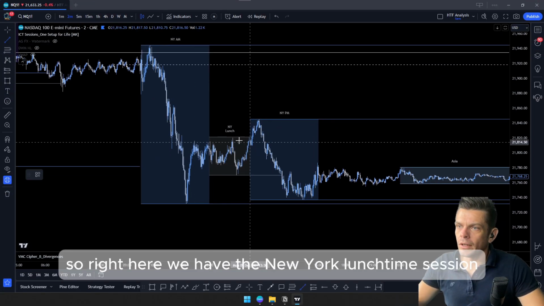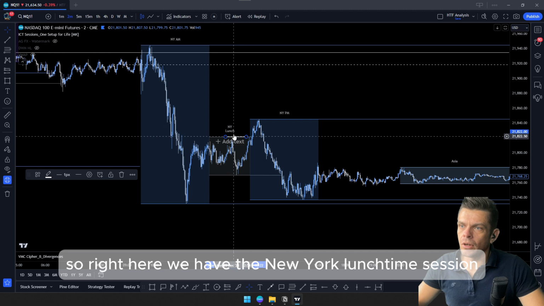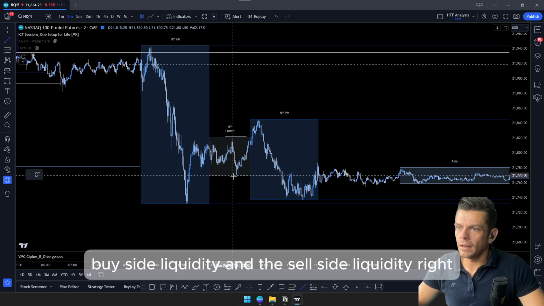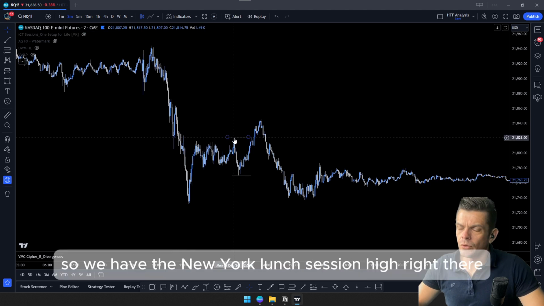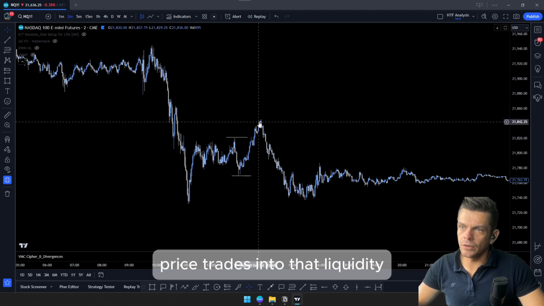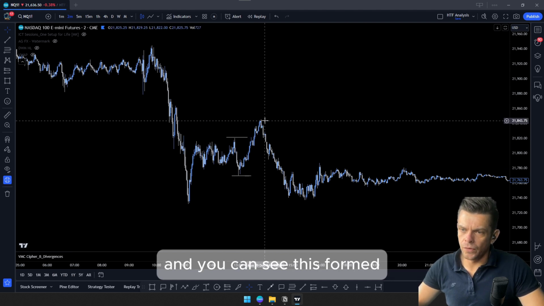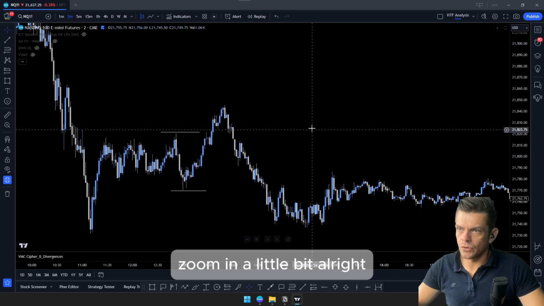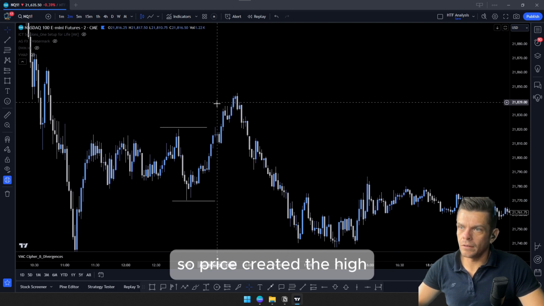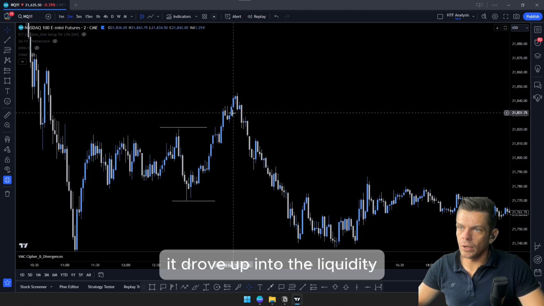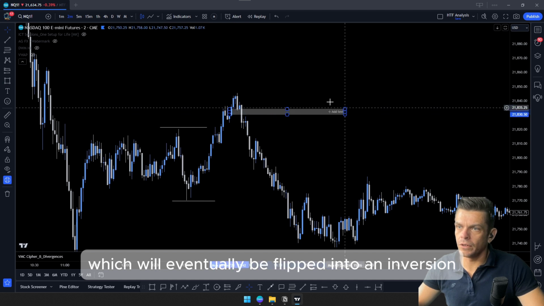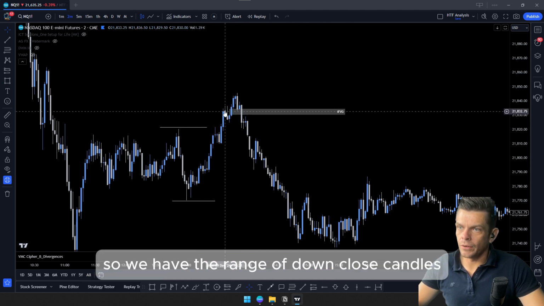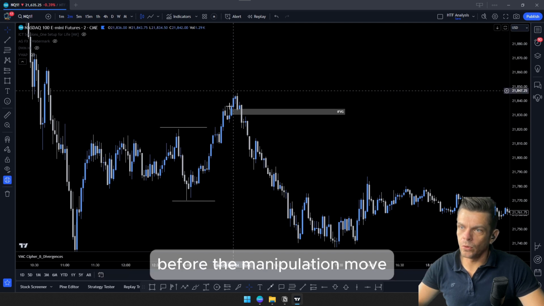Right here we have the New York lunchtime session buy side liquidity and the sell side liquidity. Switch that off. We have the New York lunch session high right there. Price trades into that liquidity, and you can see this formed right around the hourly mark. Zoom in a little bit. Price created the high. It drove up into the liquidity, creating that fair value gap, which will eventually be flipped into an inversion fair value gap. So we have the range of down close candles before the manipulation move.